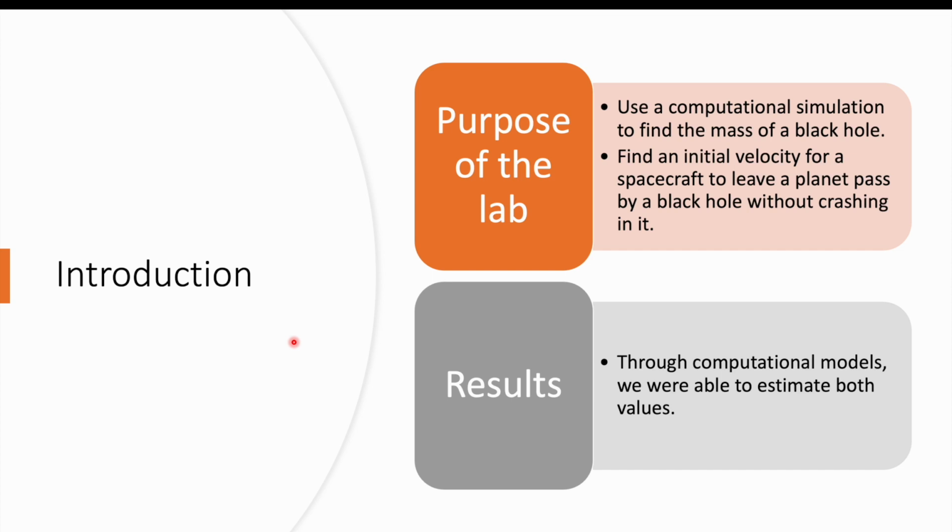So for a little introduction, the purpose of the lab is to use a computational simulation to find the mass of a black hole in the first step, and then find an initial velocity for a spacecraft to leave a planet and pass by a black hole without crashing into it or into the planet. So we'll have to find the initial velocity to leave a planet in orbit around a black hole. And we'll see that through computational models, we'll be able to estimate both values, and we'll even have a visual representation of the results.